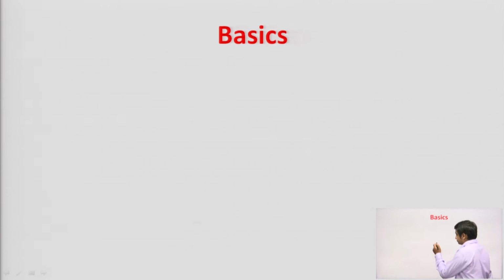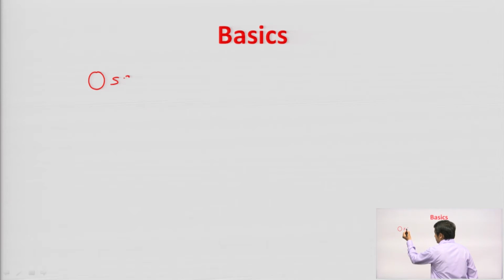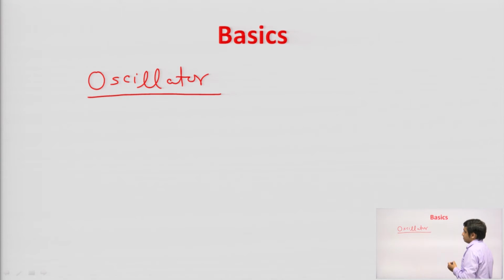As I have already discussed in the last two classes about oscillations, how the oscillations are generated. Basically, an oscillator is an electronic device which is used to generate a signal of a desired frequency.